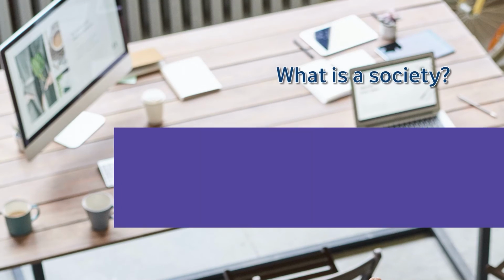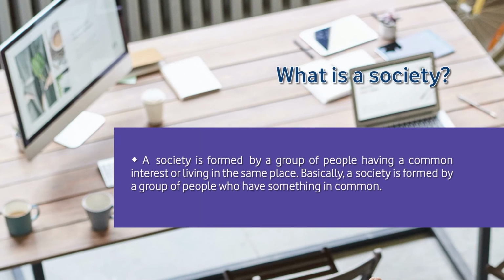Of course, the definition of society is quite complex, but in a simpler way, the standard definition which has already been given: a society is formed by a group of people having a common interest or living in the same place. Basically, a society is formed by a group of people who have something in common.